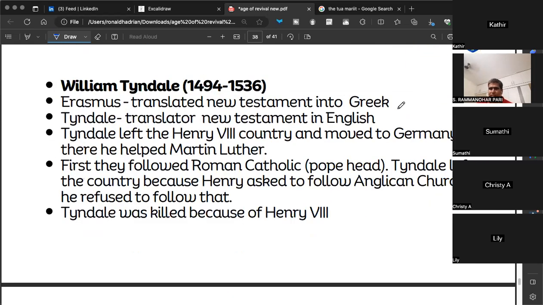So I'm just going to go. Now see here, here is the point. Erasmus translated the New Testament into Greek, it seems. I made a mistake there. Okay. Tyndale translated the New Testament into English. This one you just remember.